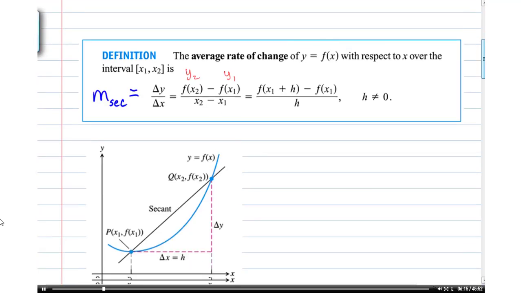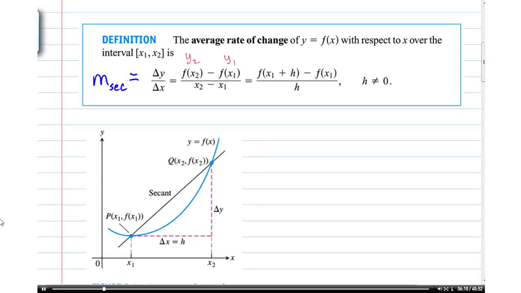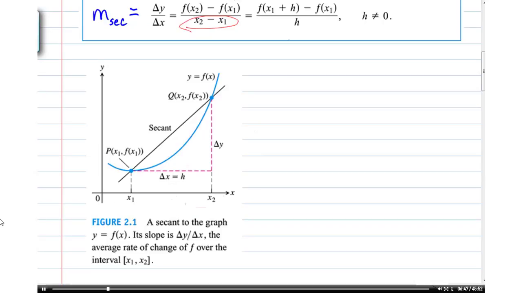Looking at this graph, then, what we see is instead of using the notation here where we have x2 minus x1, which is represented by this distance right here, we just let that change in x be denoted by a single variable h. That's where we get this part of the formula from. This came from this step right here.